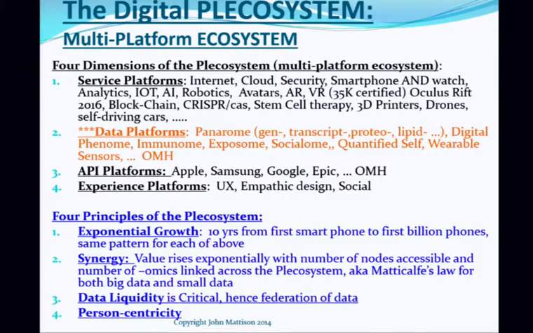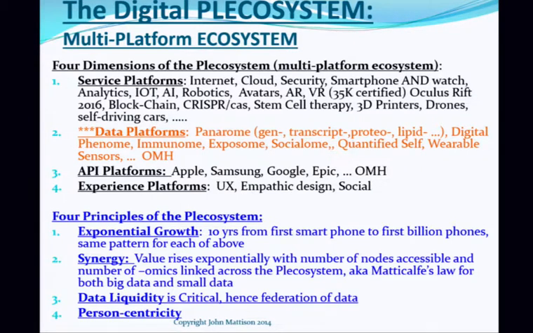So this is my messy slide. This is the term I invented called plecosystem, which is a multi-platform ecosystem with 4 axes. I'm just going to speak to the data platforms here, the panorome: the genome, transcriptome, proteome, lipidome, digital phenome, immunome, exposome, socialome, yada, yada. There's an epidemic of omics. But they all have their own intrinsic semantic representations.